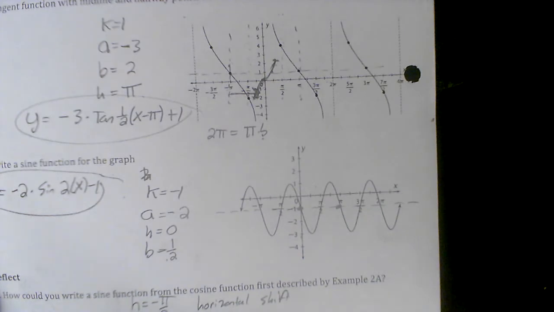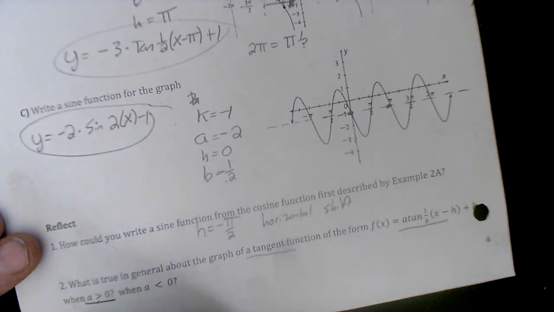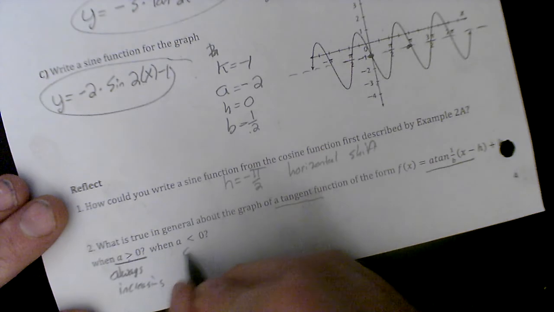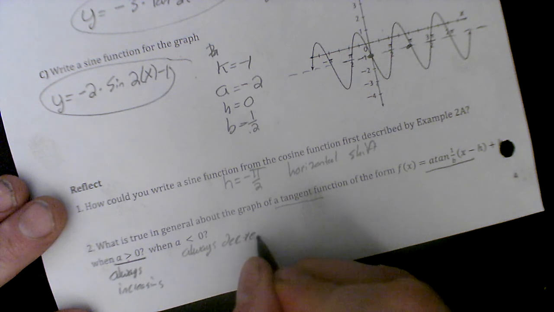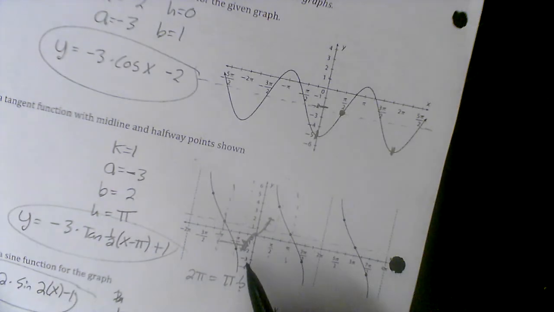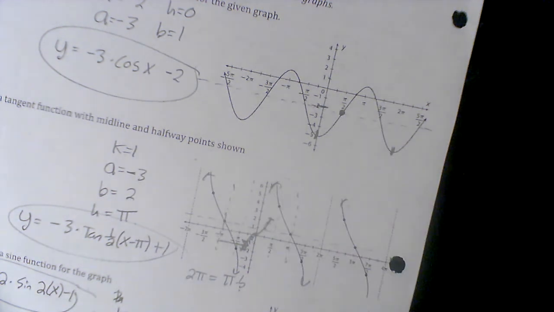What is true generally about the graph of a tangent function? When a is less than 0 and when a is greater than 0. Well, when a is greater than 0, always increasing. We talked about that when we did it. When a is less than 0, always decreasing. I'm going to show you what I mean before we pause this. So a is less than 0 right here, and it's always decreasing. Sure, there's a gap and it shoots back up, but it's decreasing again. There's not a point on this line, we should have arrows here, that it is increasing. So there's page 4. I'm going to pause it.